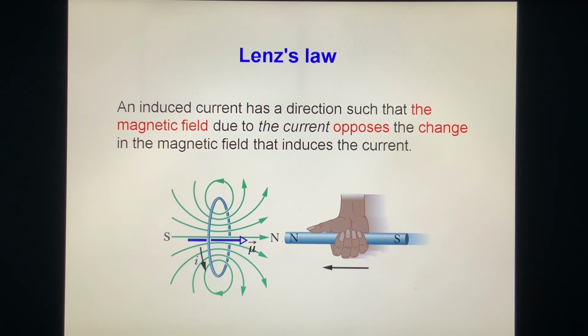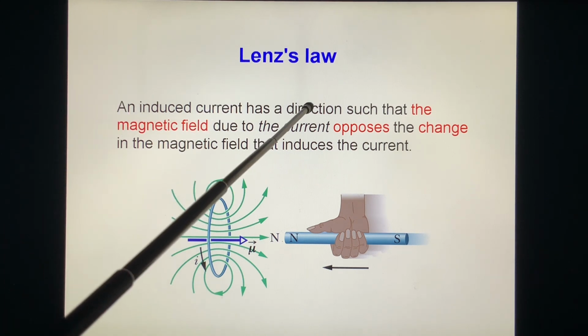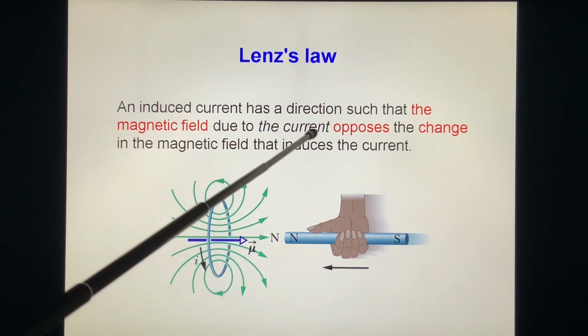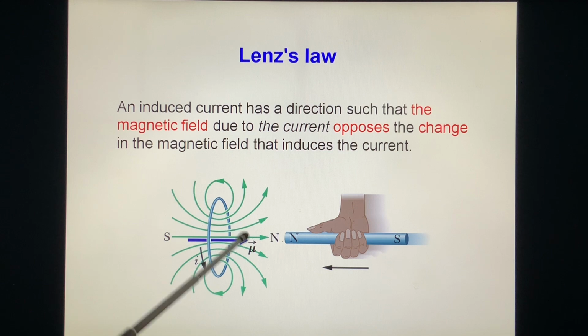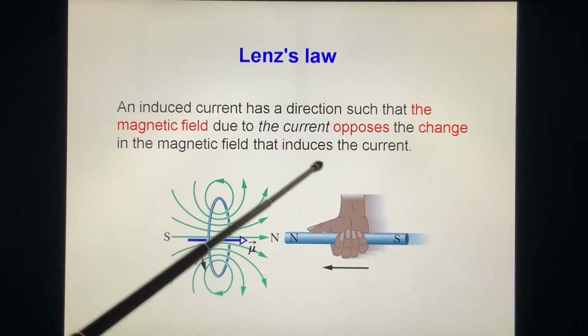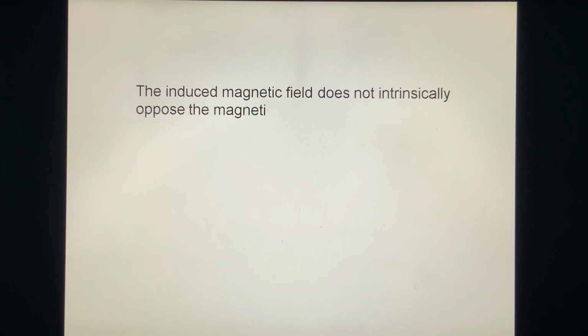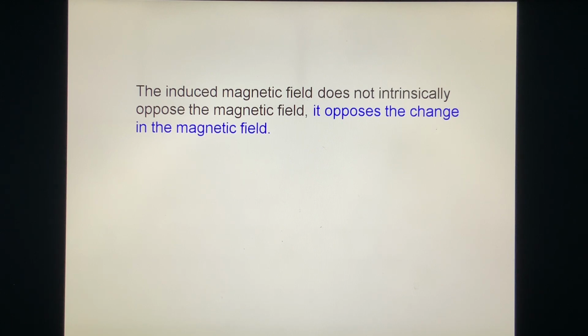Let me repeat it. An induced current has a direction such that the magnetic field due to the current opposes the change in the magnetic field that induces the current. So this is end to end, opposite. This induced magnetic field does not intrinsically oppose the magnetic field. It opposes the change in the magnetic field. That's different. Now, we look at it this way.